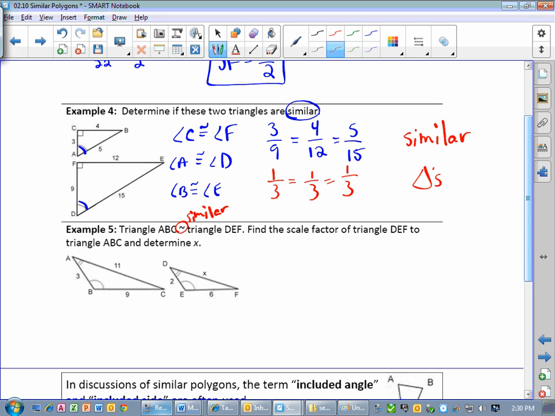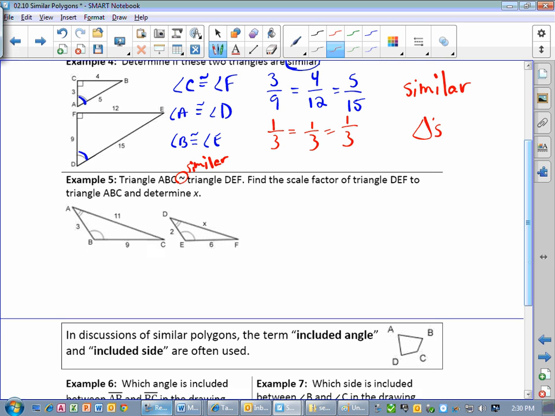Okay. Just find the scale factor of triangle DEF to triangle ABC and determine X. So we're going from triangle DEF to triangle ABC. So which lengths are going to be on top? The ones from DEF or the ones from ABC? Okay. So we're actually looking for X, right? We're trying to find X.